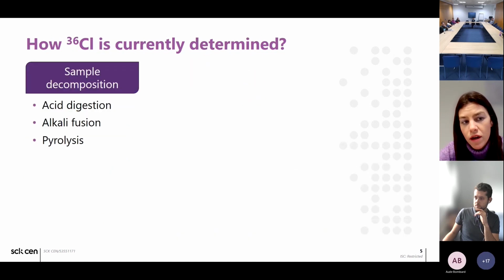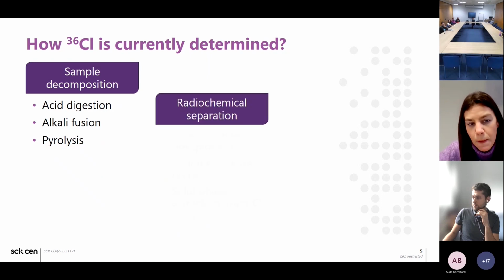So nowadays, chlorine-36 has already been reported and determined. First, in case that we have a solid sample, we need to release the chlorine from the solid matrix. For this purpose, acid digestion, alkali fusion, or pyrolysis have been used.